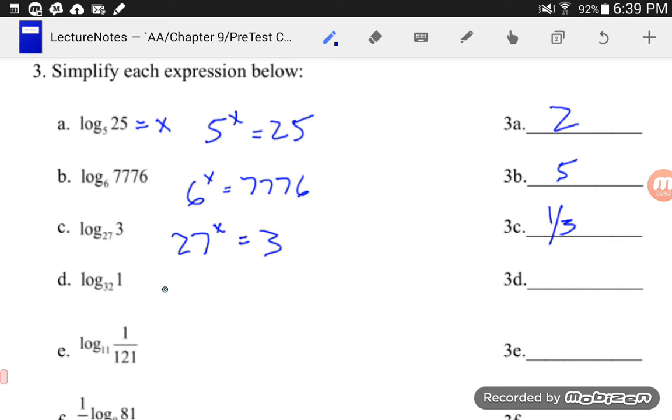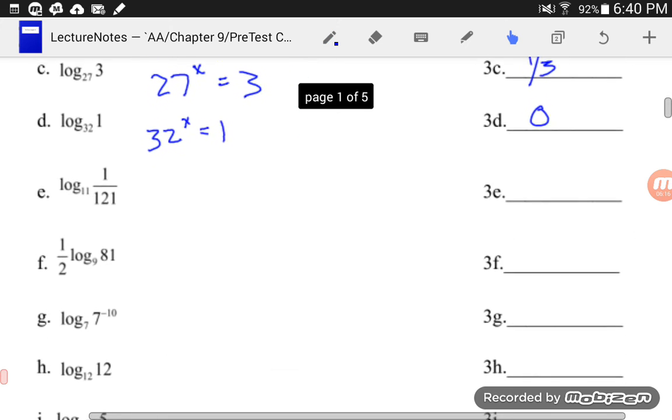The next one there, 32 to what power equals 1? Oh, well, 0. In fact, if I have log base anything of 1, it's always going to be 0, because anything to the 0 power equals 1.